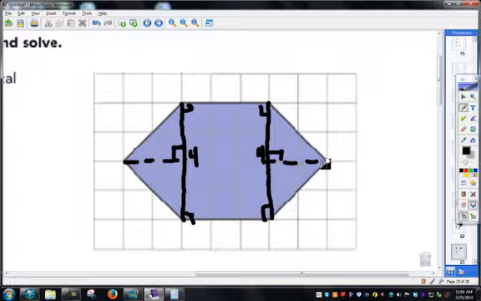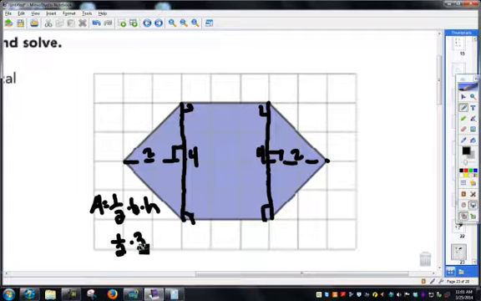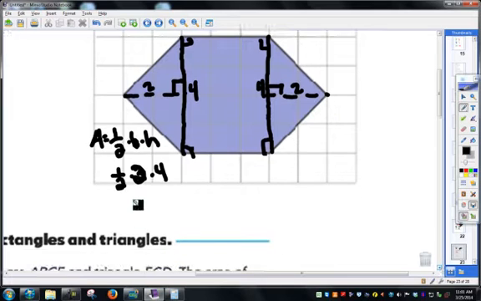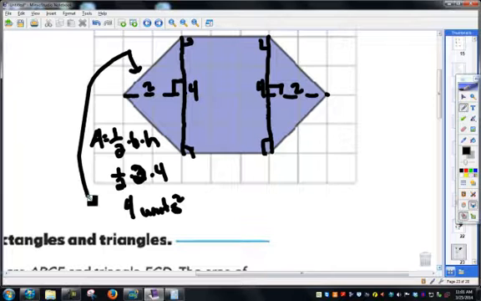My height is 2. Okay. I know that the area of a triangle is 1/2 times base times height. Area equals 1/2 times base times height. That's going to be 1/2 times 2 times 4, which gives me 4. So I know that this triangle has an area of 4 units squared.